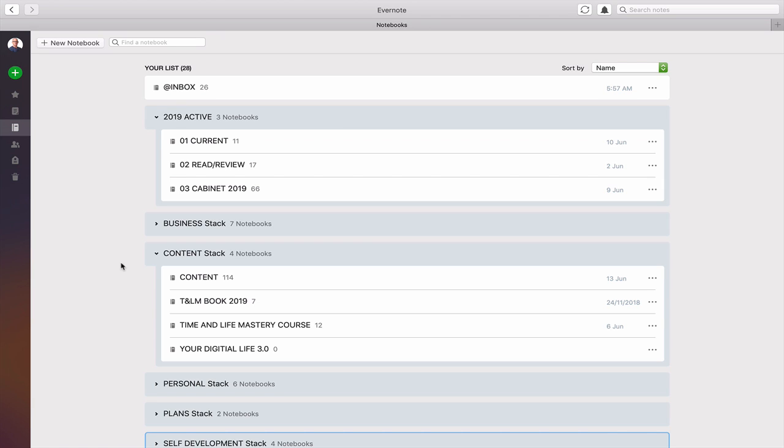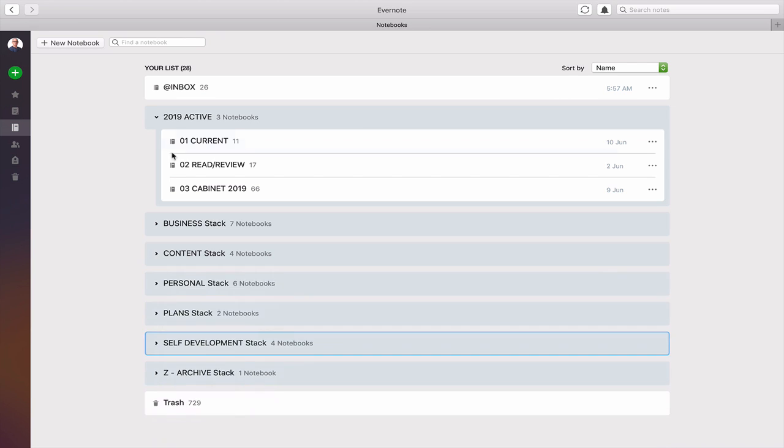The Time and Life Mastery course, which has just launched, has its own notebook because that gets updated every year. And Your Digital Life 3.0, which is not due to be written until next year, but I've already started, or want to start, collecting stuff for that. So essentially that's why I've kept these stacks separate, because I want a place to be able to jump into when I'm working on a specific project.